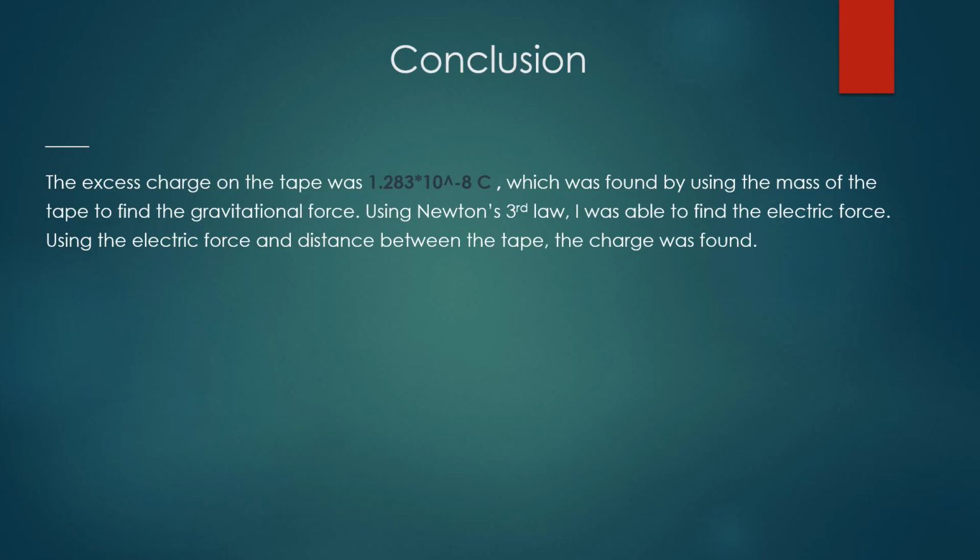Here's the conclusion to sum everything all up. The excess charge on the tape was 1.283 times 10 to the negative 8, which was found by using the mass of the tape to find the gravitational force. Using Newton's third law, I was able to find the electric force. Using the electric force and distance between the tape, the charge was found.